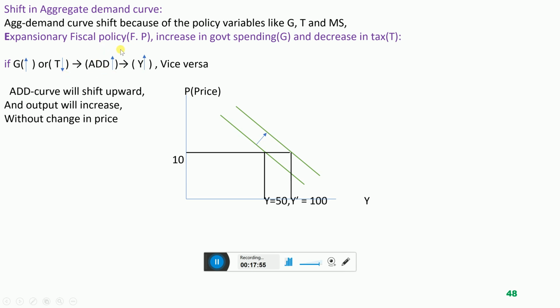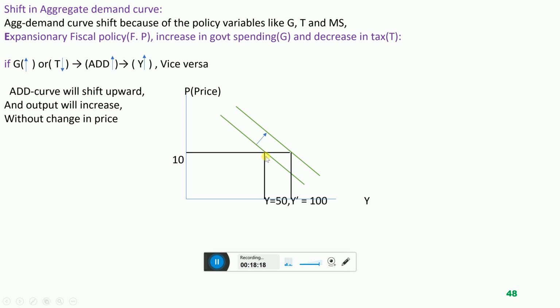When aggregate demand increases, jobs will increase. When jobs increase, earning will increase. When earning increases, aggregate output will increase. So because of the fiscal policy, the aggregate demand curve increases and will shift upward. This is very clear from this graph.